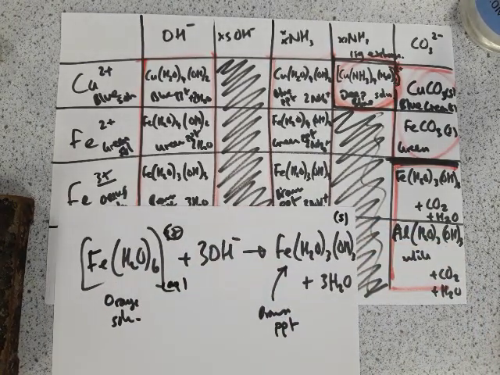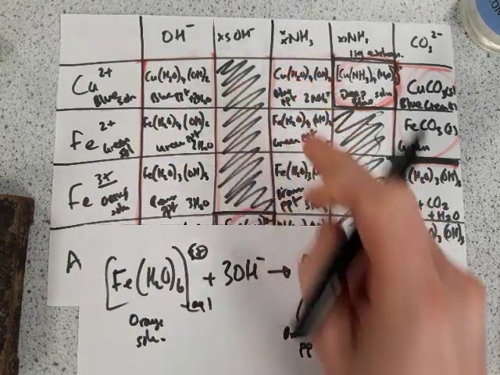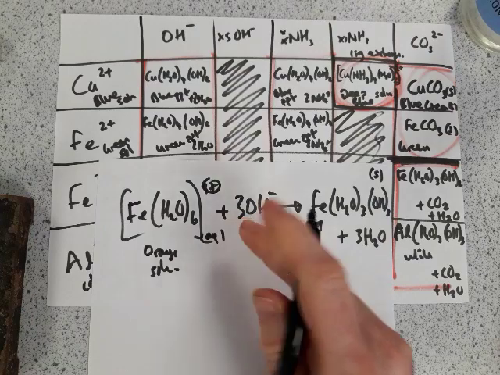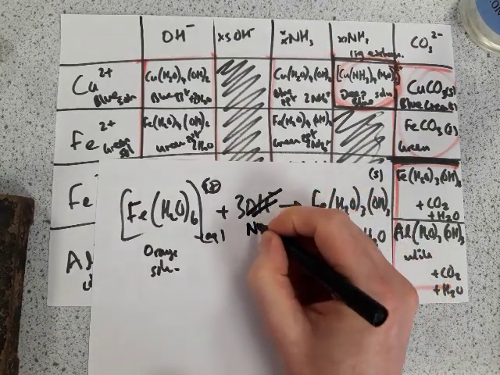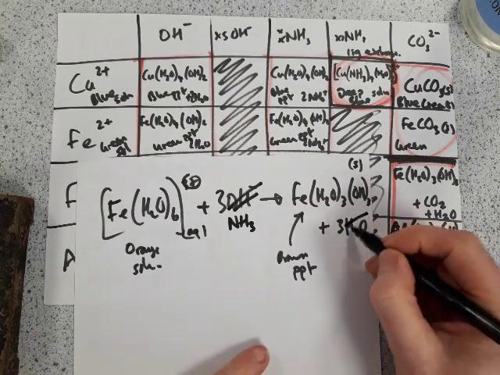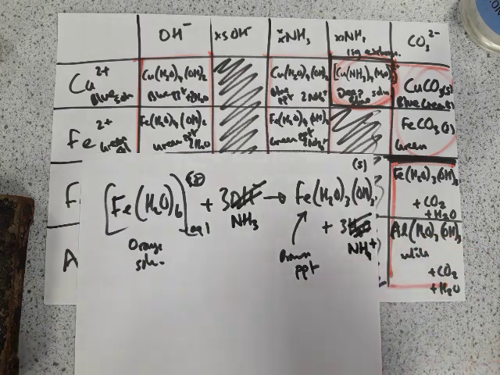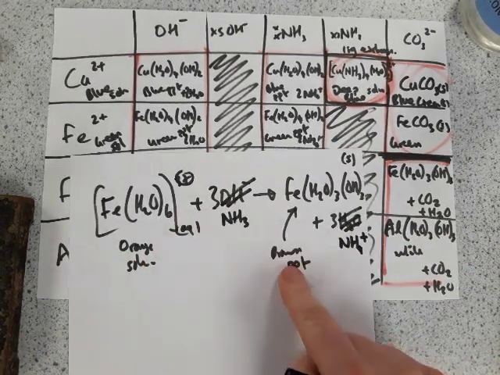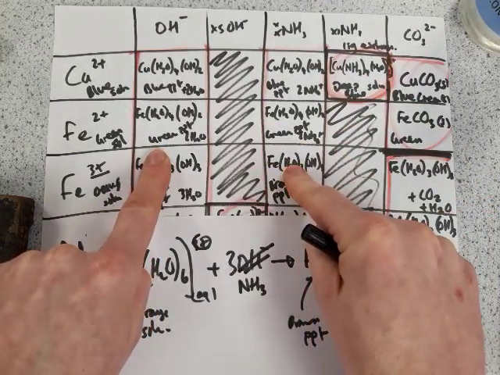If they then asked what happens when you add iron 3 plus to ammonia, well, it's basically the same reaction, but instead of 3 OH minuses, you would write 3 NH3s, and instead of forming 3 H2Os, you would form 3 NH4 pluses. Observations: orange solution, brown precipitate, because I'm going to say it again, that's the same as that.